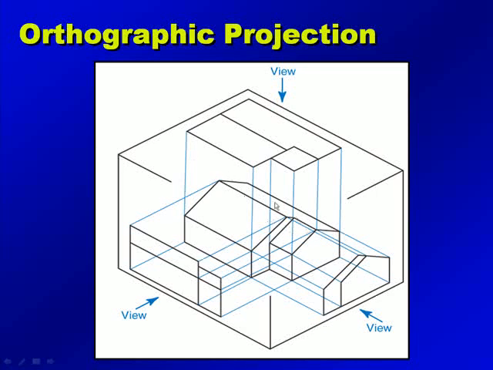Let's say we have this object inside. Now what they're using is what's called a glass box method for orthographic projections. So let's say you have this object inside, and you're projecting straight up, perpendicular, which means 90 degrees, to this plane. See this make-believe box here?